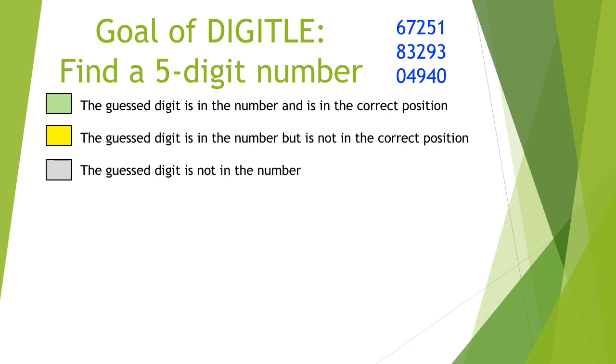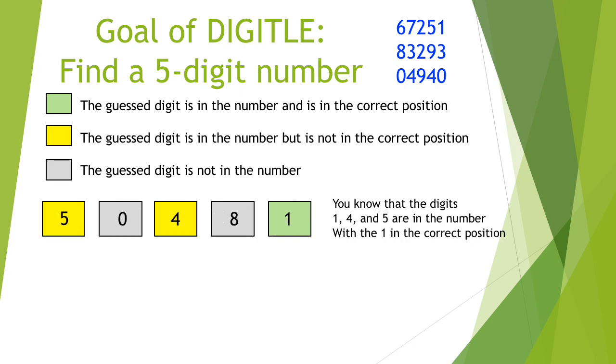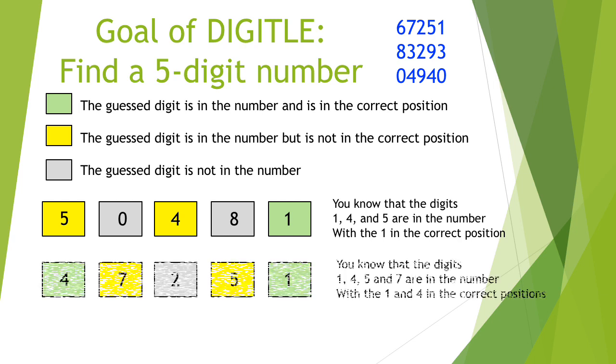Let's see 3 examples. Suppose our guess is 50481. Our feedback tells us that the digits 1, 4, and 5 are in the number because of the yellows and greens, and the 1 is in the correct position. Therefore, we know that 0 and 8 are not in the 5-digit number.